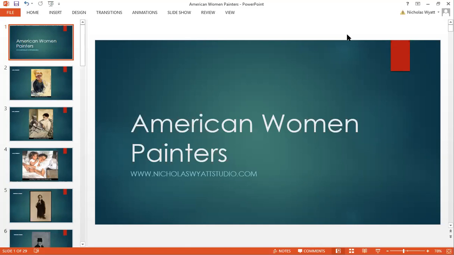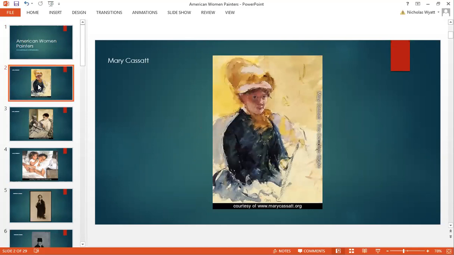So we're going to look at the first of the American women painters, and that is Mary Cassatt. Here's her self-portrait. Mary Cassatt was an expat American who in the 1860s, 1870s moved to Paris. And Paris was a beacon for artists, not only from America, but from all over Europe at the end of the 19th century. And there was a large American contingent in Paris at the time.